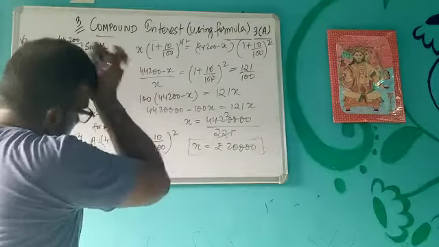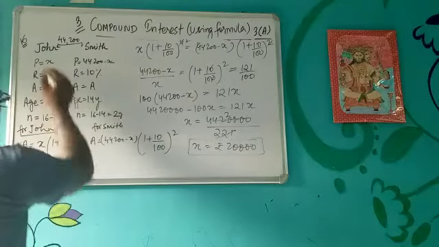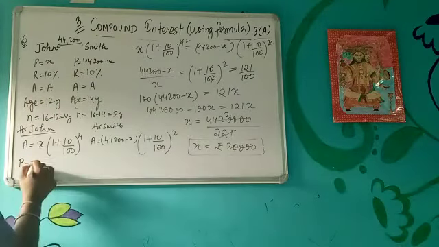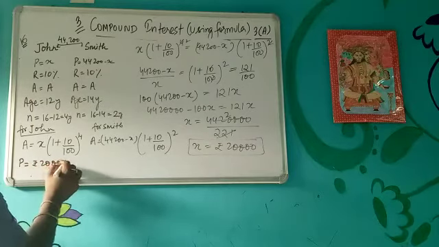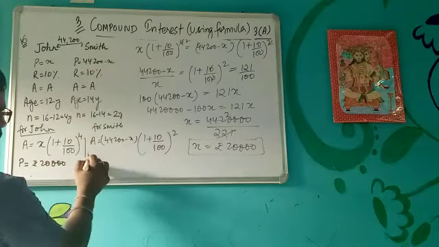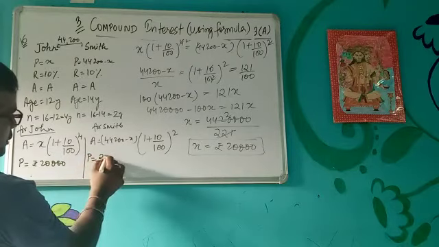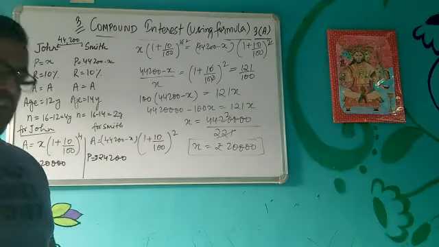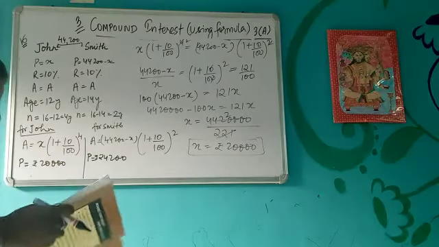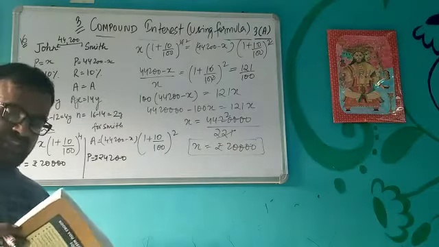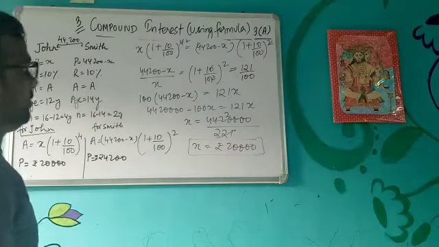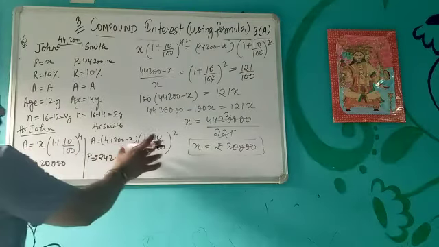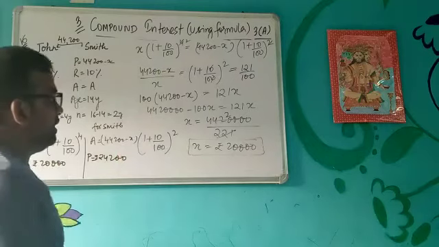Okay, so we can write for John what is P. P is rupees 20,000, and for Smith P is how much? 24,200. So this is how much they have invested. And then in the last part, what will each receive? Since they receive the same amount when they attain 16 years of age, you can use either this formula or this expression for calculating the amount.